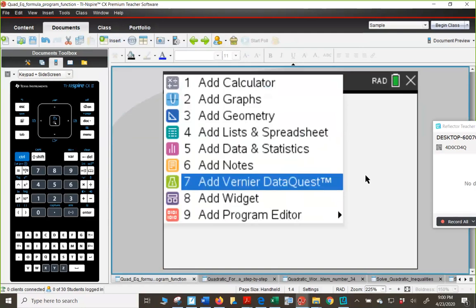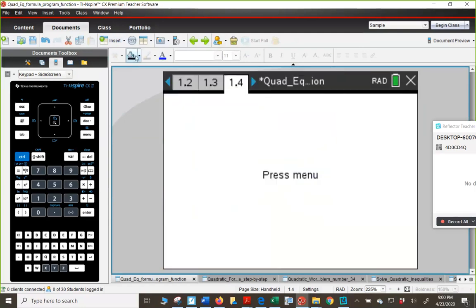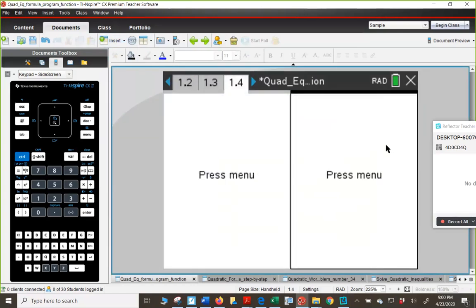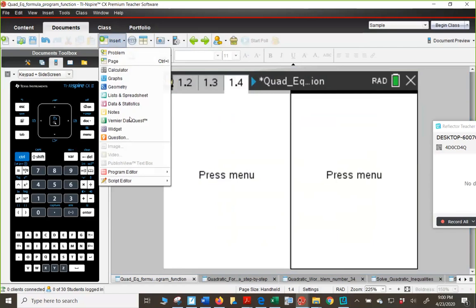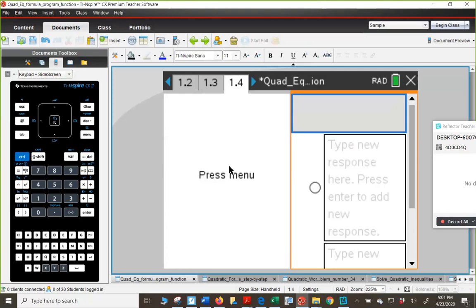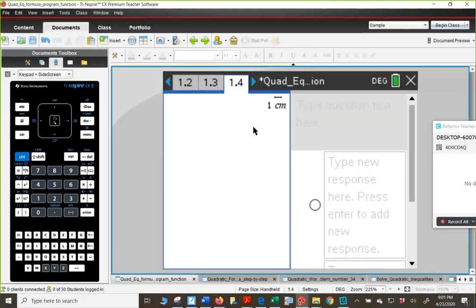And somebody said, we just made all those. I had all those in templates, so that's why that's that way. So here I'm going to insert here. There it is. And now I can go ahead and put graphs on this side.